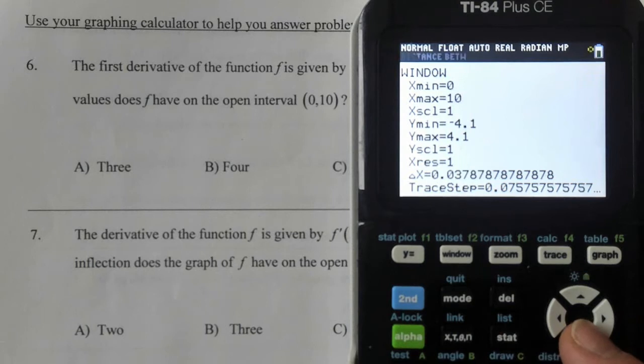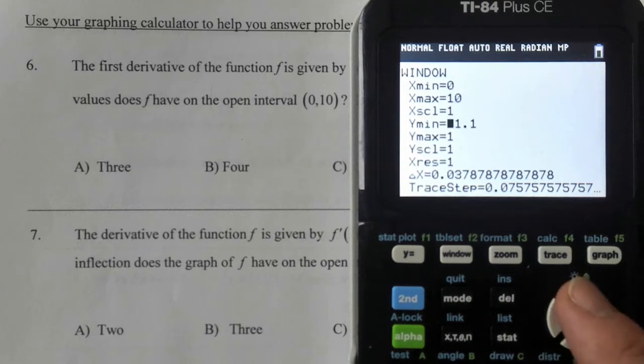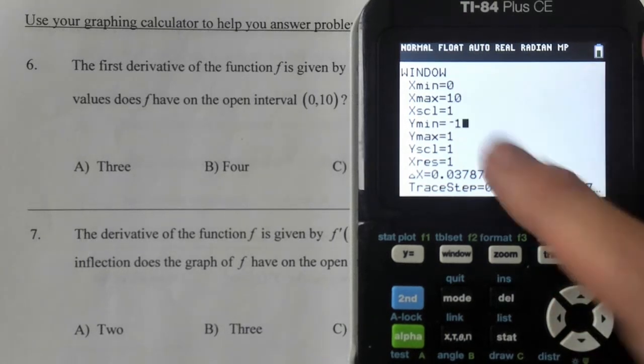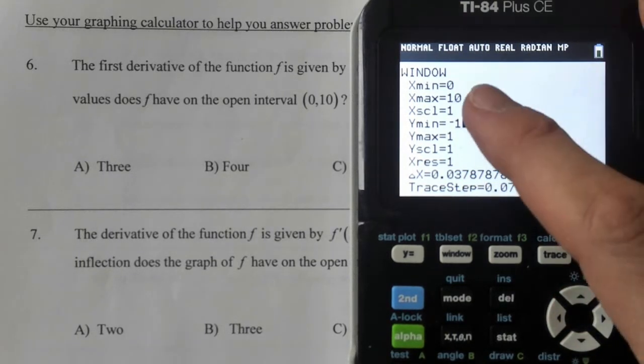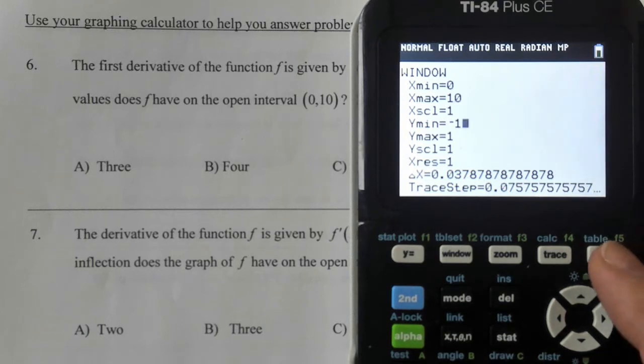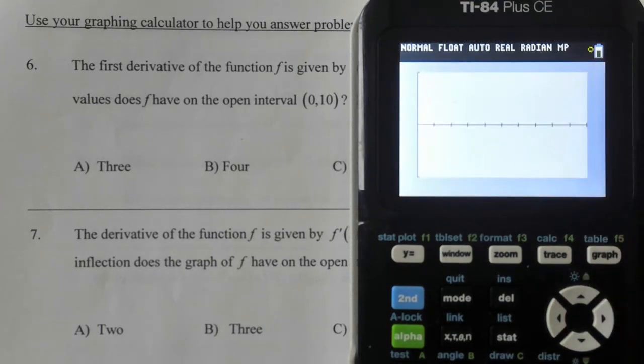So we've got to really close in. So let's make this like negative 1.1 and 1.1, or just negative 1 and 1. That's fine. All right. So we're really looking close to the x-axis from 0 to 10. So now when we graph this function, we're looking to see how many times does the graph touch the x-axis.